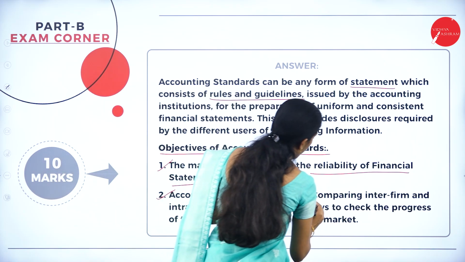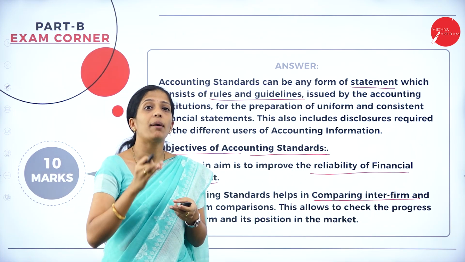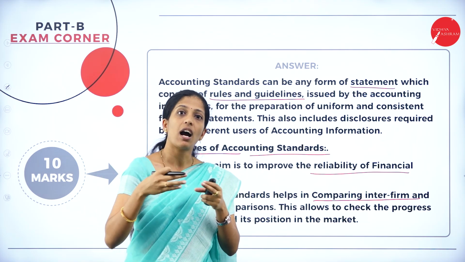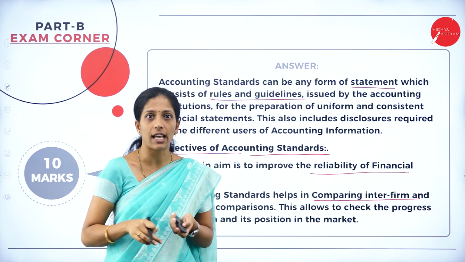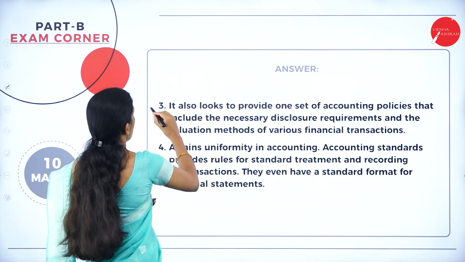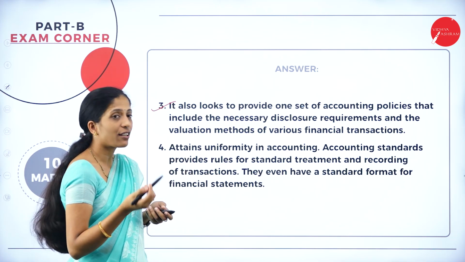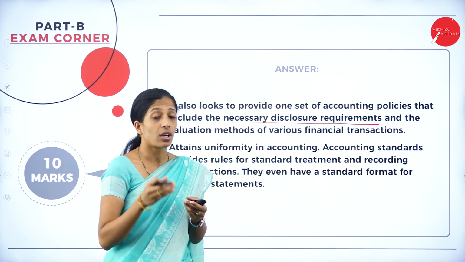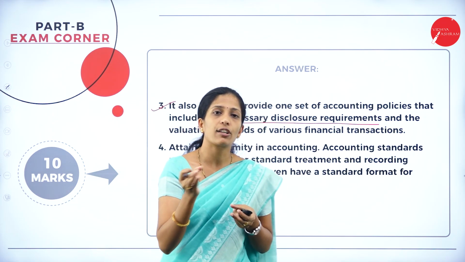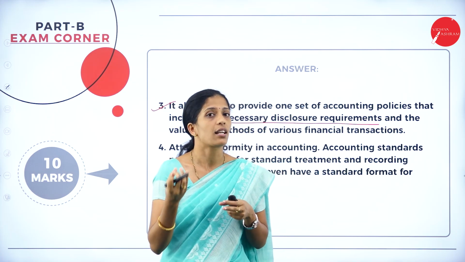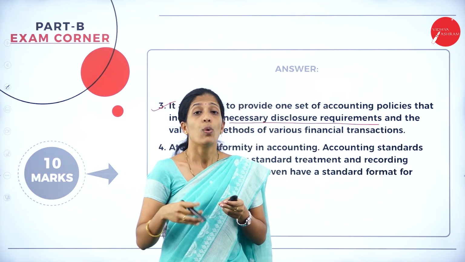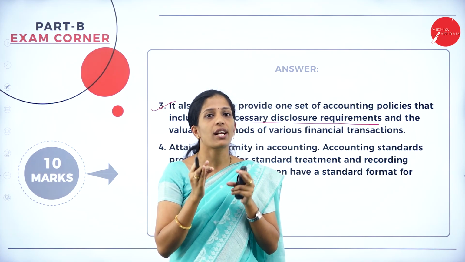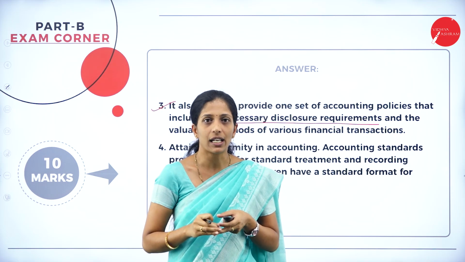And the next one is accounting standard helps in comparing. I have told you comparison can also be made through inter-firm as well as intra-firm. Inter-firm in the sense within the firm, intra-firm in the sense outside the firm. So, that comparison can also happen. Next one is it also looks to provide a set of accounting policies that include the necessary disclosure requirements. If you see a particular accounting standard, it includes all the rules and guidelines. So, it tells us how the transactions have to be recorded, what type of transactions we have to record, how to record, what is the format, each and everything will be included in that particular accounting standard.